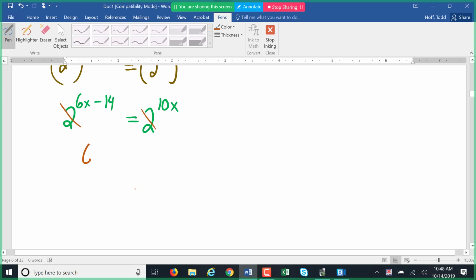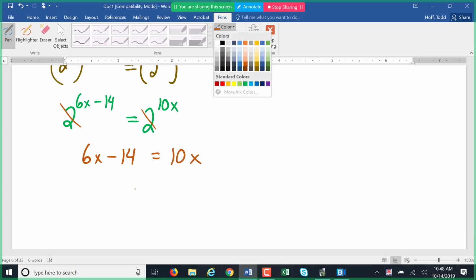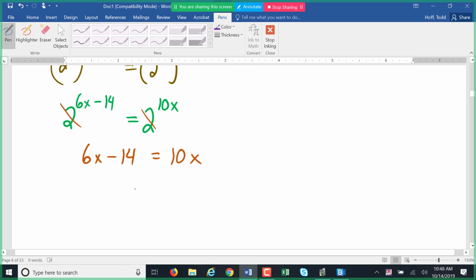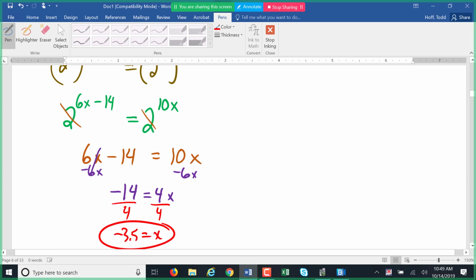So the powers have to be equal. 6x minus 14 has to equal 10x. And now it's a matter of solving the equation. There's nothing I can combine on each side. I have to make sure that the variable's on one side, so I'm going to subtract the 6x. So negative 14 equals 10 minus 6 is 4x. Then divide by 4. Negative 3.5 equals x. So x is negative 7 halves, or negative 3.5.